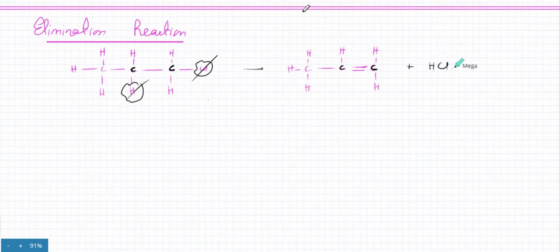So that's what an elimination reaction is, and that happens when the reaction conditions are when you use NaOH, ethanolic, which means ethanol is the solvent, plus reflux. So that's basically your elimination reaction.